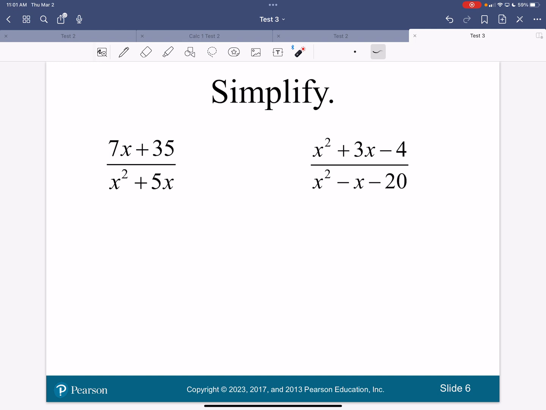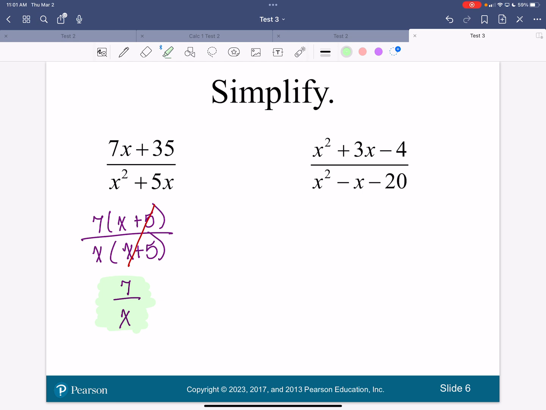Just factor it on your paper right now. Okay, what comes out of the top? Okay, so I'm going to factor out a 7, and then I'm left with x plus 5. What's the GCF in the denominator? Okay, and then I'm going to factor out an x plus 5. If it's common to the top and common to the bottom, I cross it out. Okay, so then my final answer to this is going to be 7 over x. So hopefully we're all comfortable with factoring.